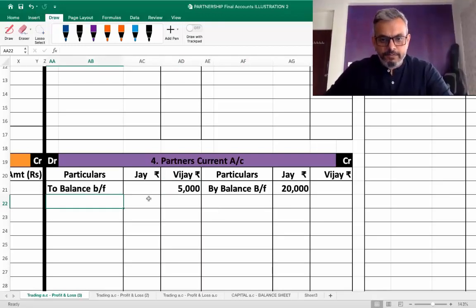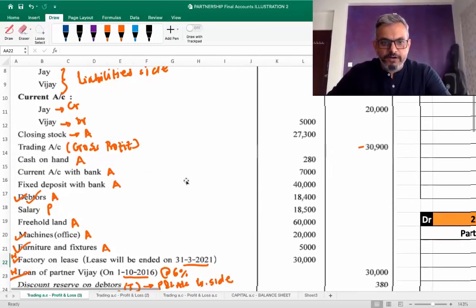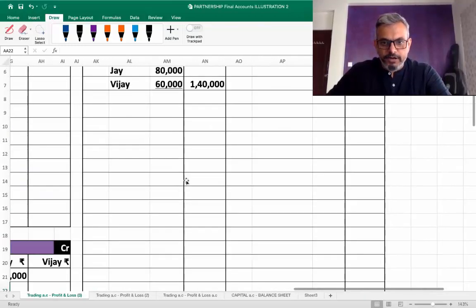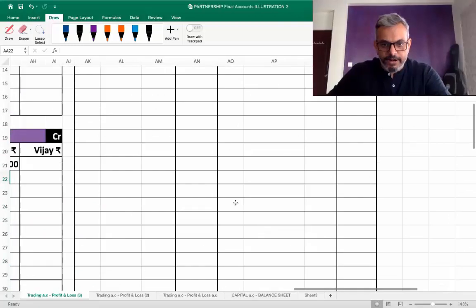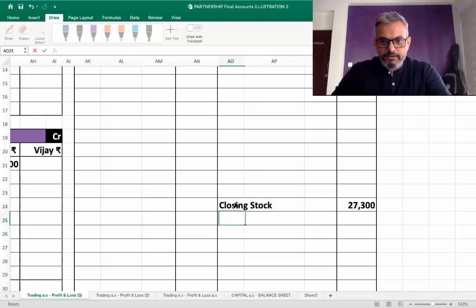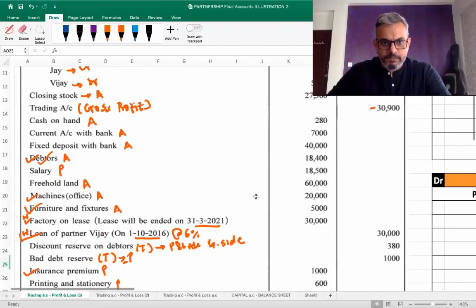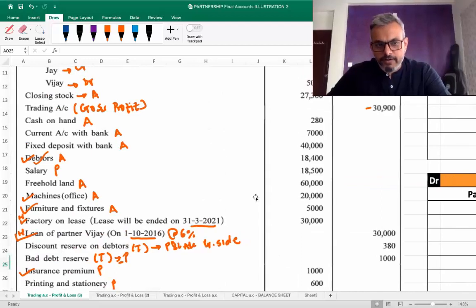Okay, next, closing stock. Directly it will go to the balance sheet asset side, 27,300. So balance sheet, current assets. I'm writing somewhere over here: closing stock 27,300. Closing stock in the trial balance means either the trading account balance will be given or adjusted purchase would be given. It means you have to give only one effect, that is balance sheet asset.